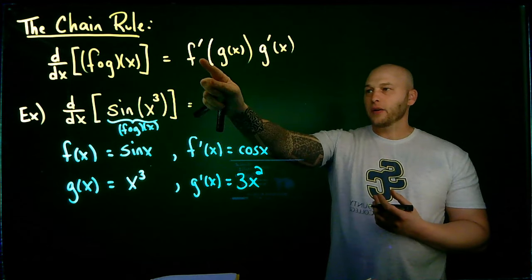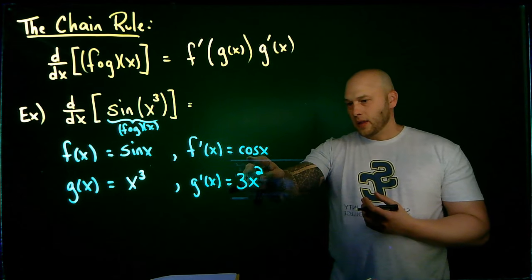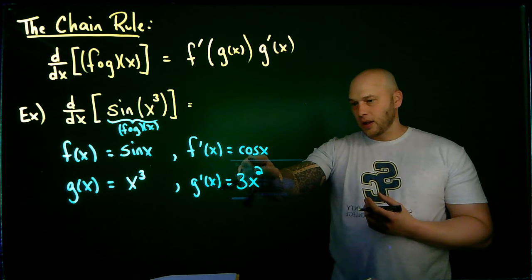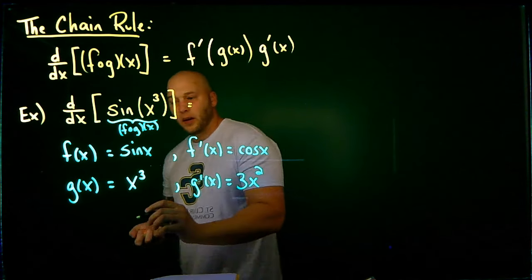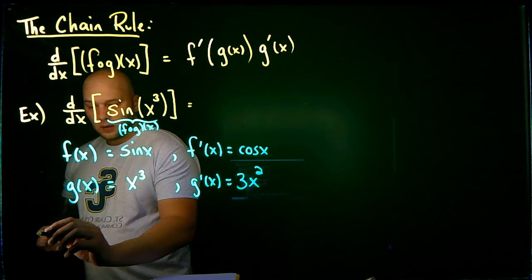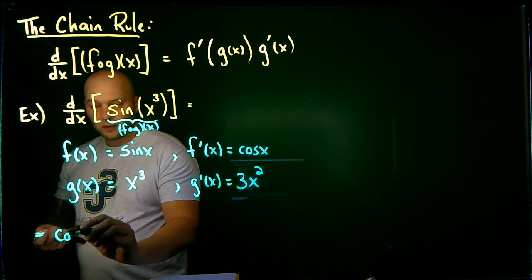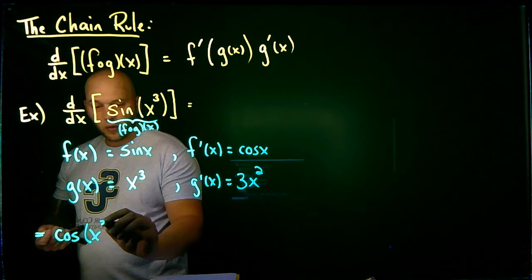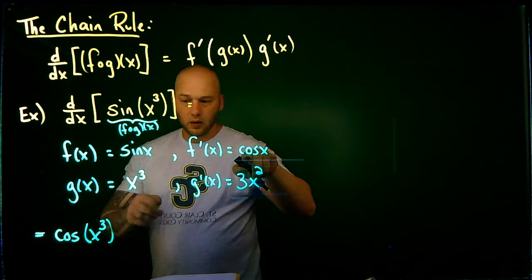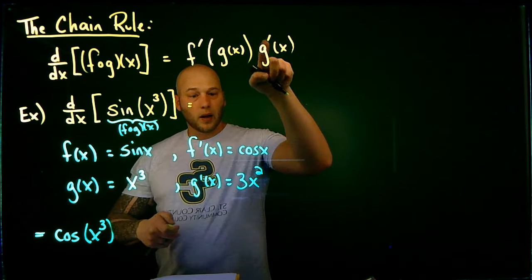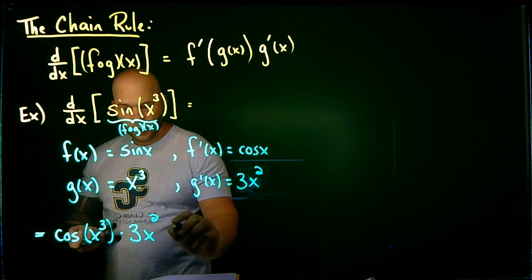The first factor, f prime of g, means I take the result of differentiating f, which is cosine, and I plug x to the third into that. So the result of computing the derivative would be cosine of x to the third. That's f prime of g. f prime is here, g is here, multiplied by g prime. So multiplied by 3x squared.